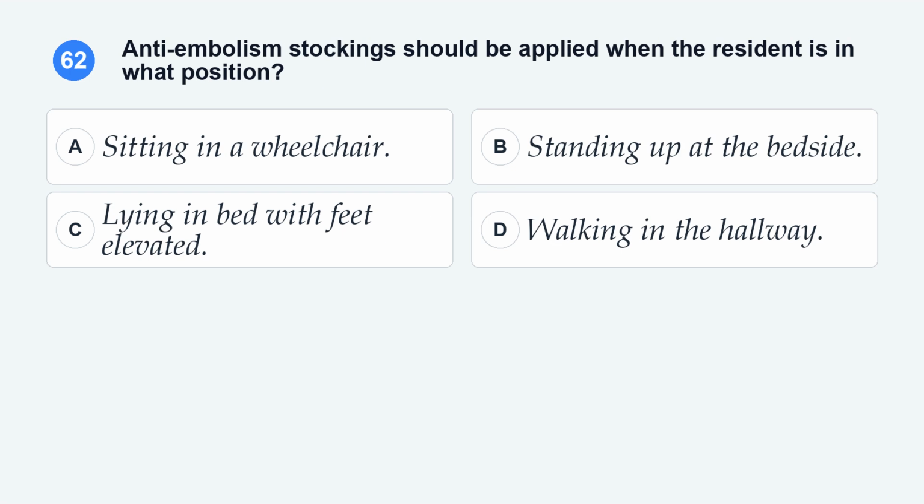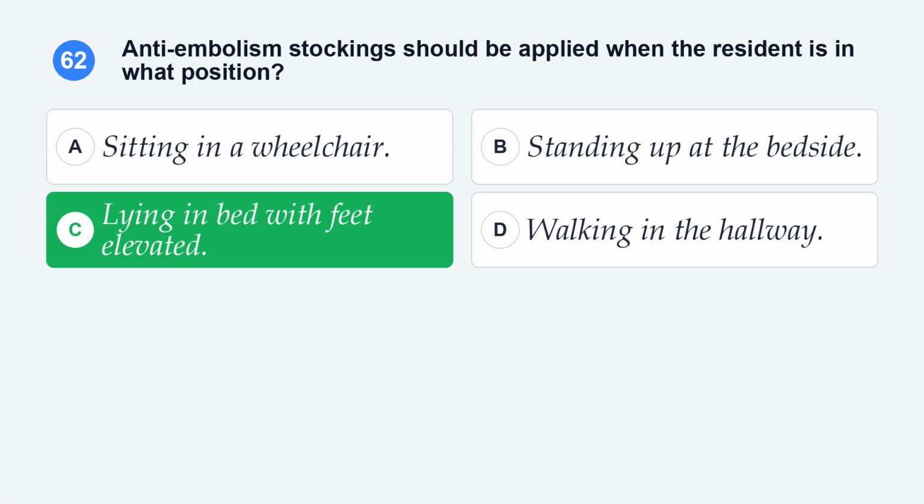Question 62. Anti-embolism stockings should be applied when the resident is in what position? Option A, sitting in a wheelchair. Option B, standing up at the bedside. Option C, lying in bed with feet elevated. Option D, walking in the hallway.